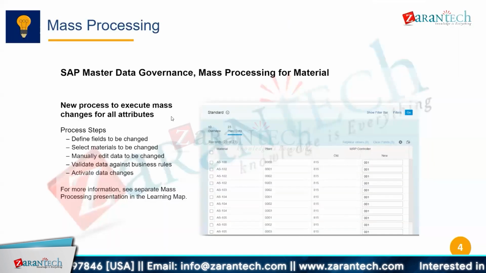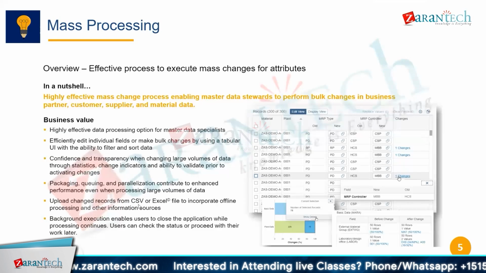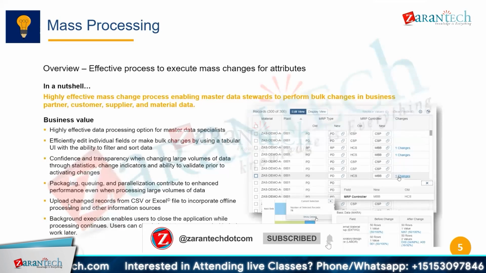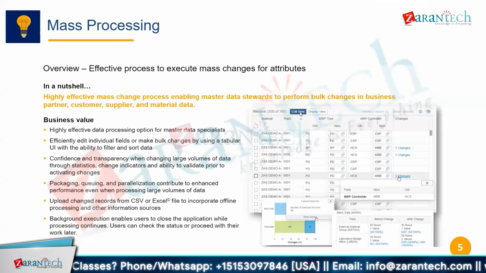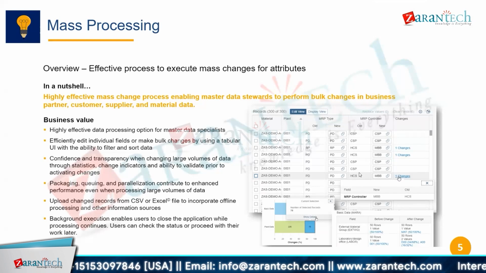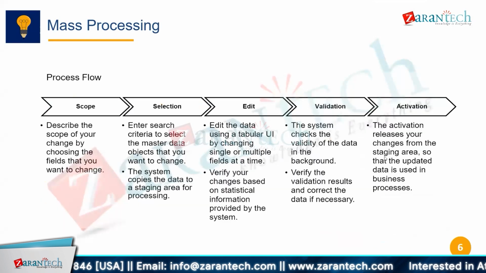Yeah. In the slides also, you can see new process to execute the mass changes for all attributes. Whatever attributes you want to change, you can change it, and you can validate the data. You can activate the data. It is from the Excel or CSV file. You can upload the data from the Excel or CSV file. File should be downloaded from the system, and you can modify it. Here you can see the edit view, how it will be. Once you click on edit records, you can have option to change whenever or wherever it is required. Data can be changed here from the F4 help. You can use that and then edit the data.